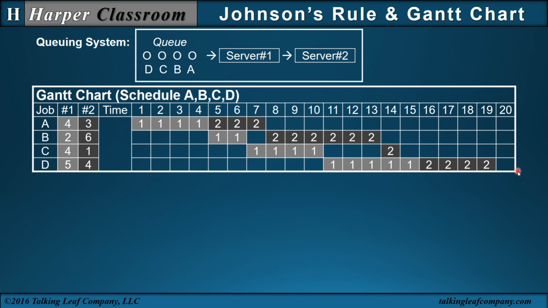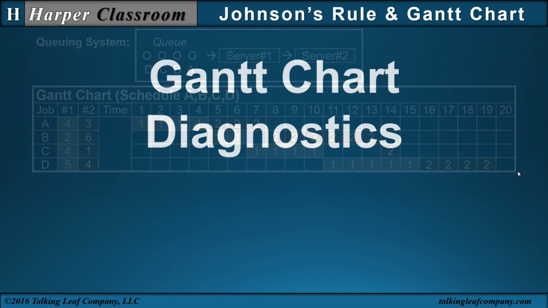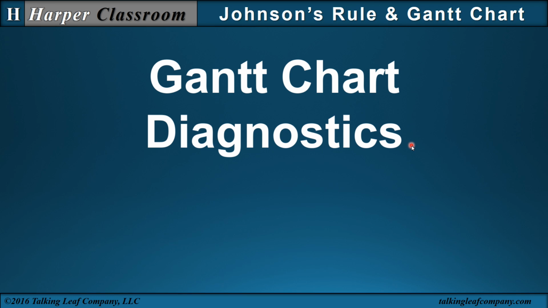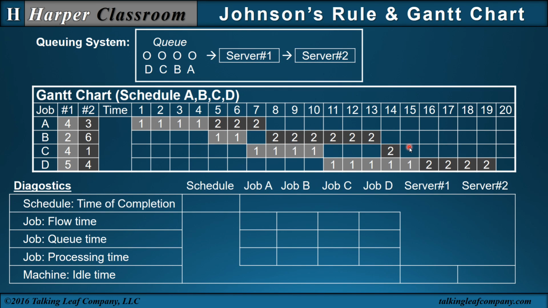But there's a lot of information we can gain from the Gantt chart. So let's look at the Gantt chart diagnostic. There's a number of diagnostics we can gain from the Gantt chart about the schedule, the jobs, and the servers. Let's start with the schedule. The time of completion can be pulled off the Gantt chart, or the total time of the project. It's very difficult to know how long this project's going to take in this order with just the times. But the Gantt chart, you can read it off very easily.